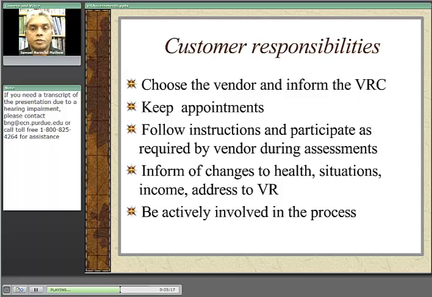Now let us look at the customer responsibilities. The customer responsibilities are to choose the vendor and inform the VRC. The customer can suggest any vendor and the VRC will review and determine if the vendor is appropriate. Usually the VRC accommodates customer preferences. The customer needs to keep appointments for evaluations and assessments, follow instructions and participate as required by the vendor during assessments, and inform VR of changes to health situation, income, address, etc. Basically, the customer has to be actively involved in the process so that assessments can move forward and the customer can receive services.